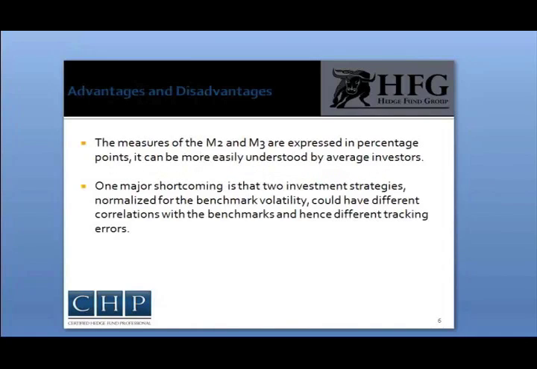The measures of the M2 and M3 are expressed in percentage points. It can be more easily understood by average investors than comparing it to the Sharpe ratio or the Treynor ratio. One major shortcoming is that the two investment strategies normalized for benchmark volatility could have different correlations with the benchmarks and hence different tracking errors.